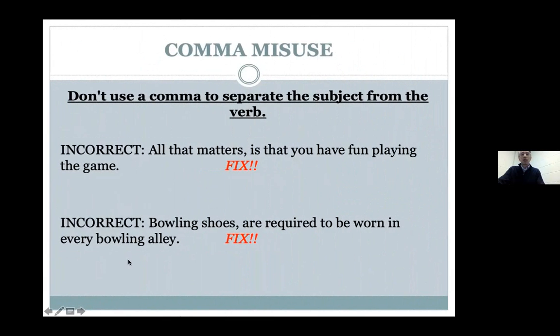Okay. Yeah, and we never use a single comma between the subject and the verb. So, for example, bowling shoes, comma, are required. Here we have a subject, bowling shoes, and then the verb are required. We don't want to do that.